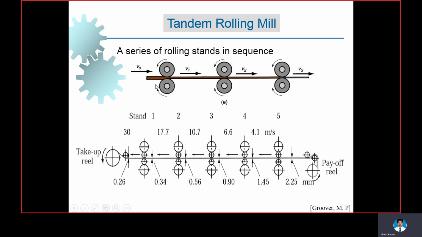Now tandem mills, a series of rolling in sequence. As you could see here, in the first one, a reduction in thickness takes place, then the material will be passed through the second set of rolls, then to the third set, so a continuous sequence of rolling mills are there. Continuously the thickness will be reduced, and when we get to the final stage, there will be a significant reduction in thickness, as I explained before.